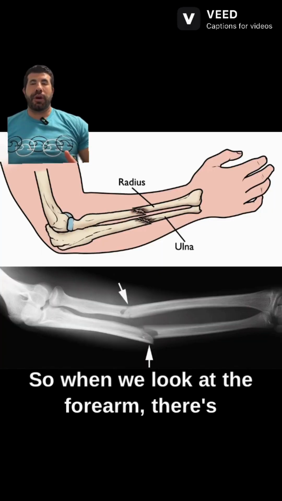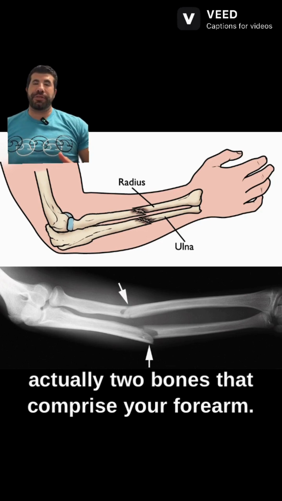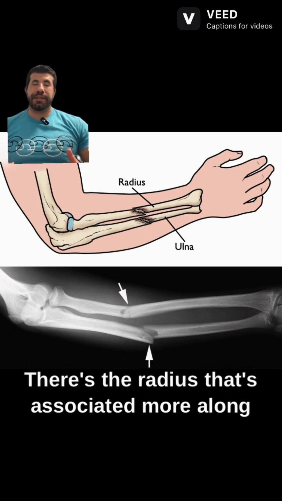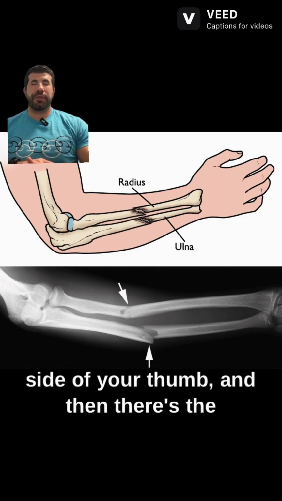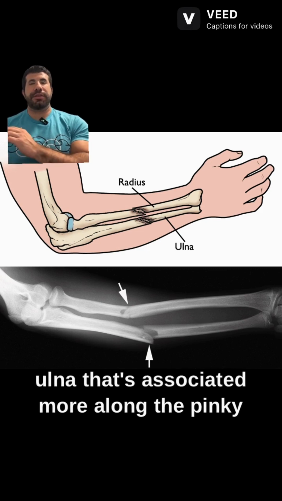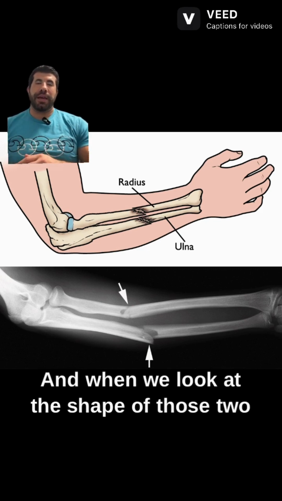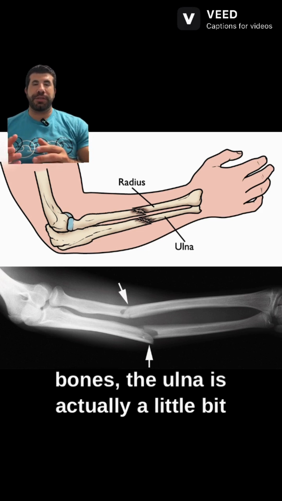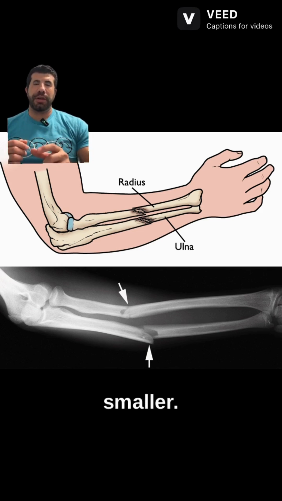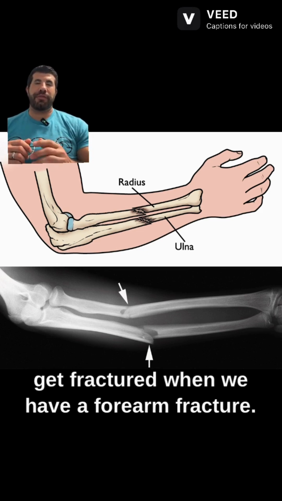So when we look at the forearm, there's actually two bones that comprise your forearm. There's the radius that's associated more along the side of your thumb, and then there's the ulna that's associated more along the pinky side. And when we look at the shape of those two bones, the ulna is actually a little bit smaller, and so typically it's the first one to get fractured when we have a forearm fracture.